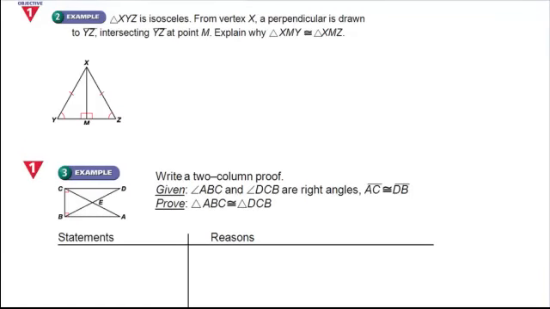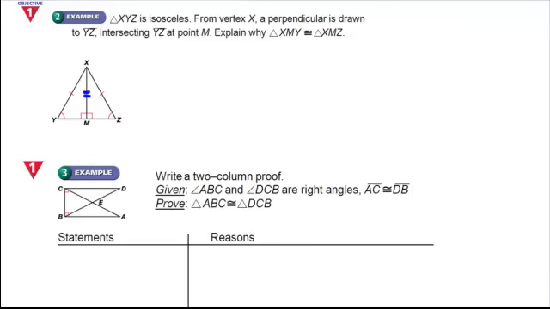Triangle XYZ is isosceles. From vertex X, a perpendicular is drawn to YZ, intersecting YZ at point M. Explain why triangle XMY is congruent to triangle XMZ. Okay, because we know this is an isosceles triangle, I can mark this side XM congruent to itself, reflexive property.